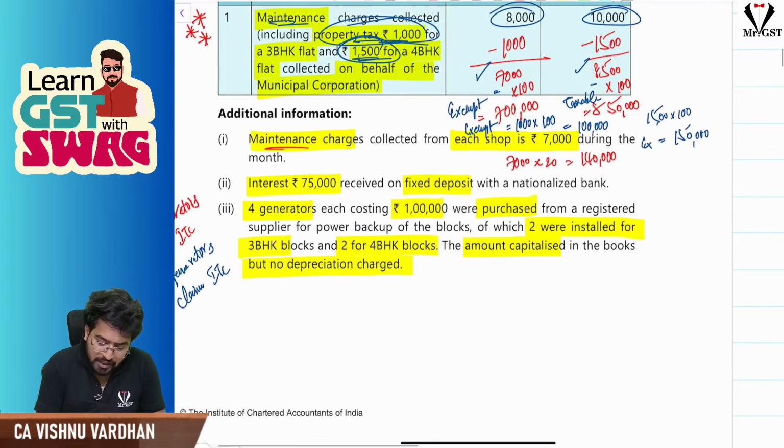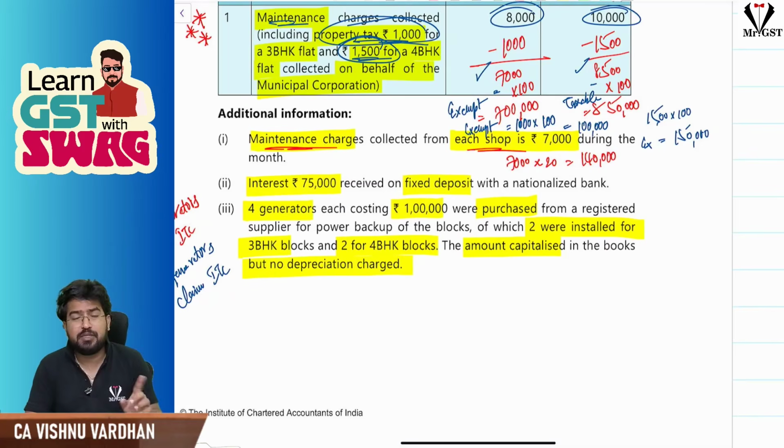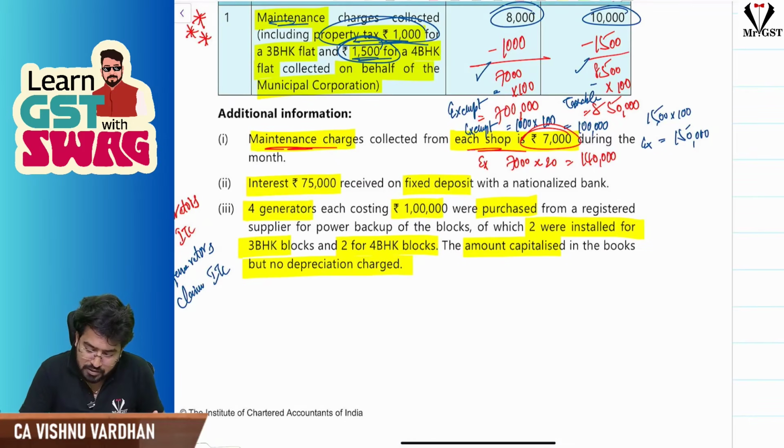Next, maintenance charges collected from each shop. From each shop, you are collecting a maintenance charge of 7,000. They did not say anything about property tax here because it is very much within 7,500. It is also exempt under GST. 7,000 into 20 shops, 1,40,000. Interest on FD they have received is also exempt under GST.